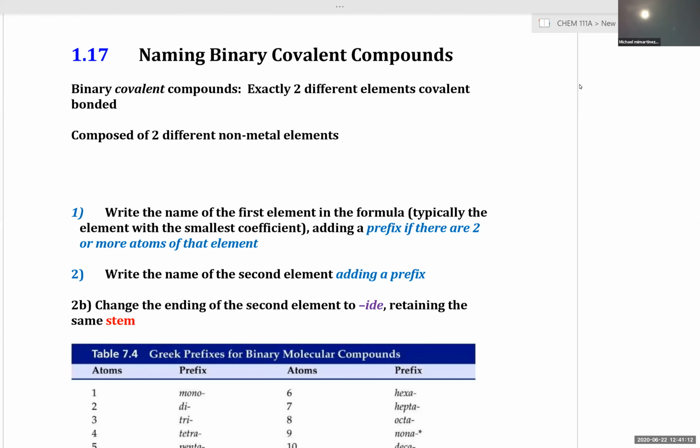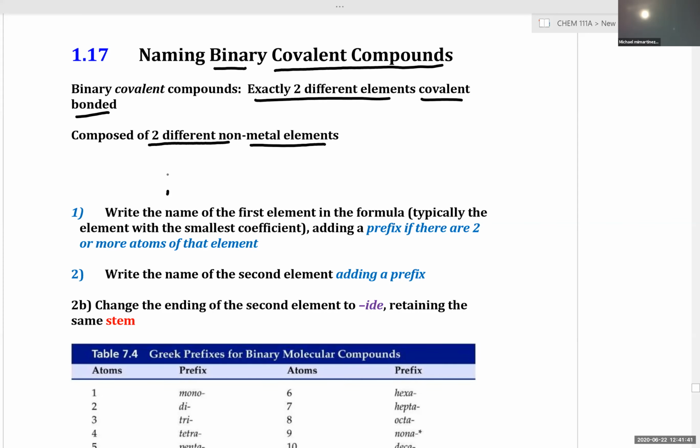Okay, so let's continue on with our lecture of chapter 3. We're now going to talk about how do we name binary covalent compounds. So binary covalent compounds contain exactly two different elements covalently bonded. Typically, these binary covalent compounds are composed of two different non-metal elements.